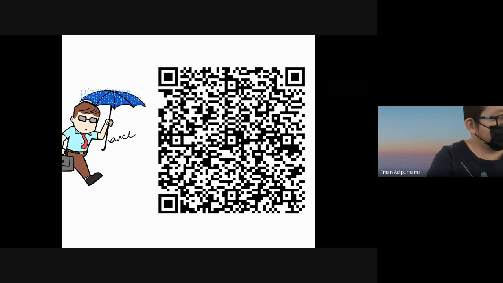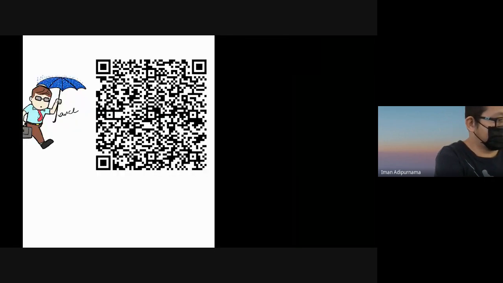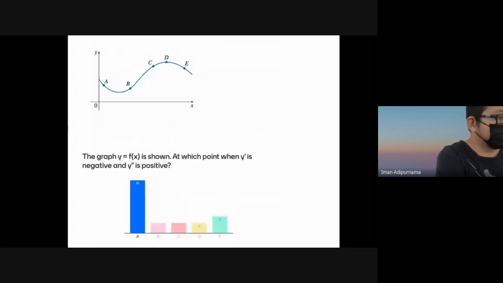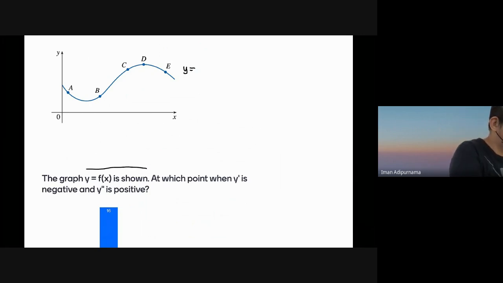I think I can start with the feedback from last Monday. So we can start by discussing the review, and I hope you have already scanned this QR code. Let's start our course and move to the feedback. Now looking at this graph, this is y equals f of x, as mentioned by the question.